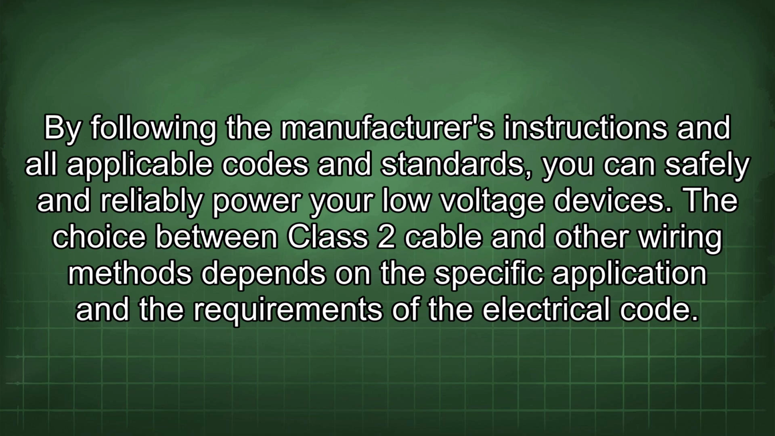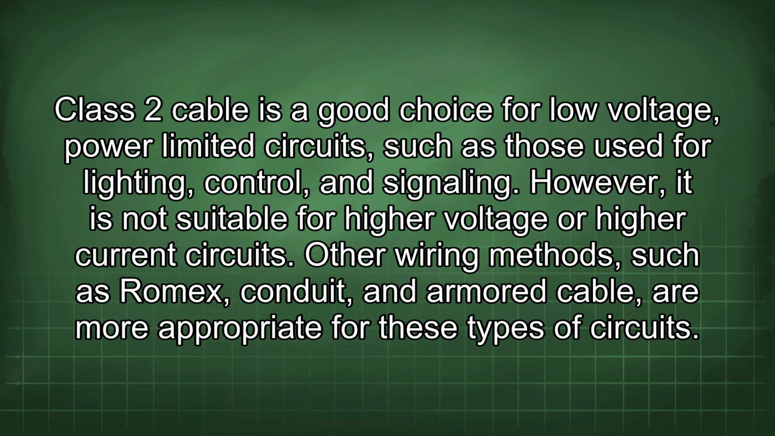The choice between Class 2 cable and other wiring methods depends on the specific application and the requirements of the electrical code. Class 2 cable is a good choice for low-voltage, power-limited circuits, such as those used for lighting control and signaling. However, it is not suitable for higher voltage or higher current circuits. Other wiring methods, such as Romex, conduit, and armored cable, are more appropriate for these types of circuits.